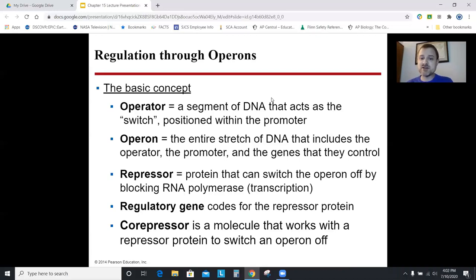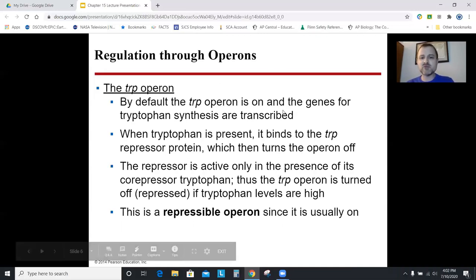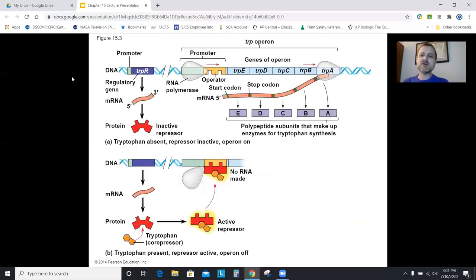A repressor is a protein that turns the operon off. It literally blocks RNA polymerase. The regulatory gene codes for the repressor, and a co-repressor is a molecule that turns the repressor on or off. Okay, so there's several different switches, which is why this can get kind of complicated. The first one we're gonna look at is called the TRP operon for tryptophan. We'll go through these words. I wanna teach this using the diagram though.